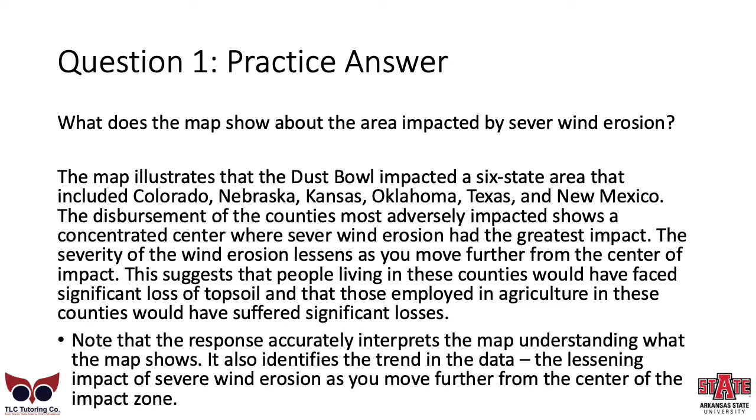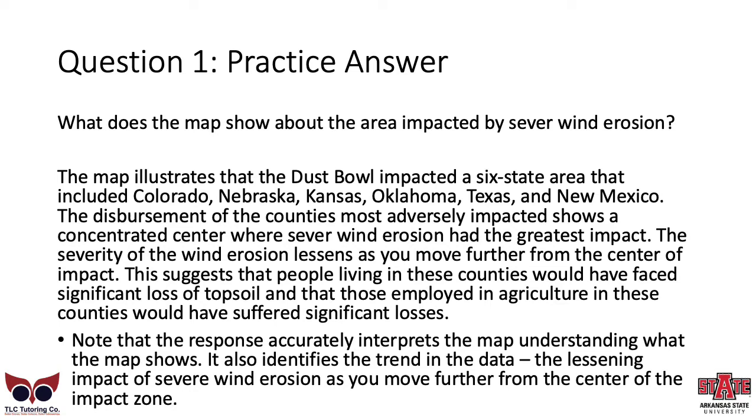Practice answer. What does the map show about the area impacted by severe wind erosion? The map illustrates that the Dust Bowl impacted a 6-state area that included Colorado, Nebraska, Kansas, Oklahoma, Texas, and New Mexico. The dispersement of the counties most adversely impacted shows a concentrated center where the severe wind erosion had the greatest impact. The severity of the wind erosion lessens as you move further from the center of impact.